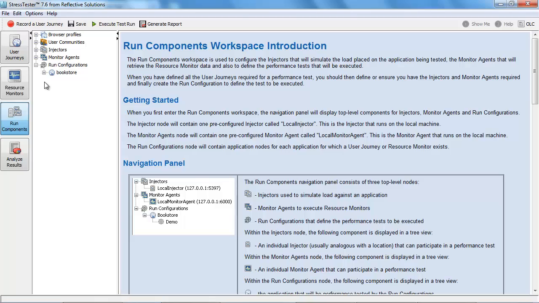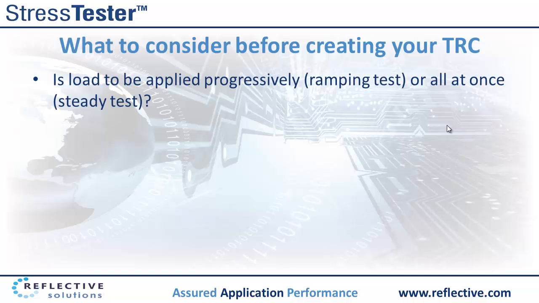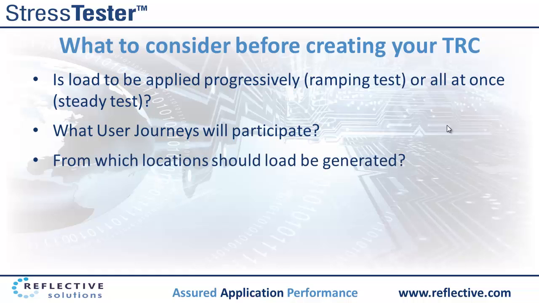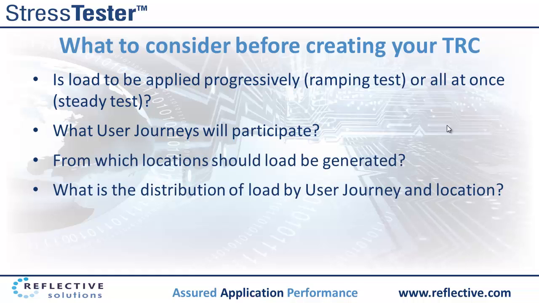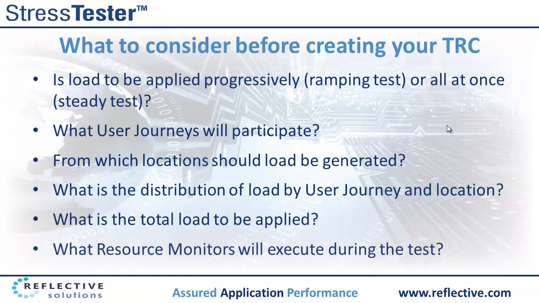Before creating a TRC, there are a number of things you should consider. First, you should decide whether the load is to be applied progressively, a ramping test, or whether all load is to be applied immediately, a steady load test. You also need to decide on the user journeys that will participate in your test, the locations from which they should be executed, the distribution of load between the user journeys and locations, and the total load to be applied. Finally, you need to decide which resource monitor metrics will be captured during the test.